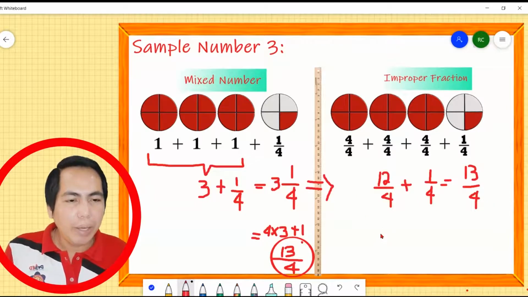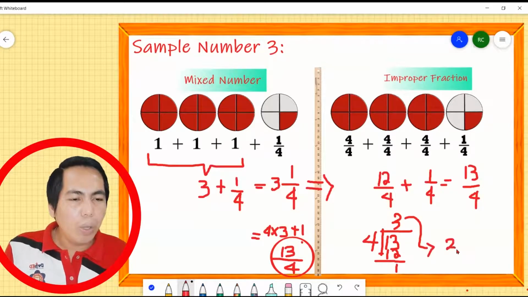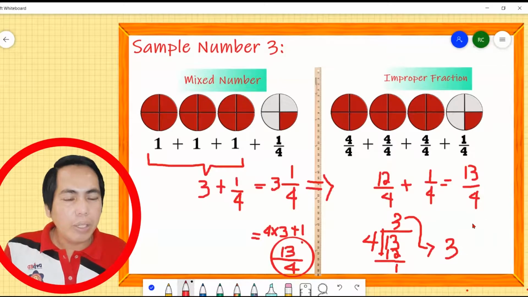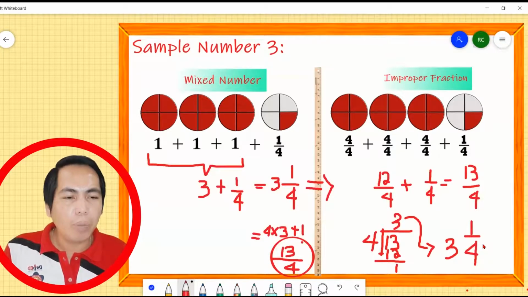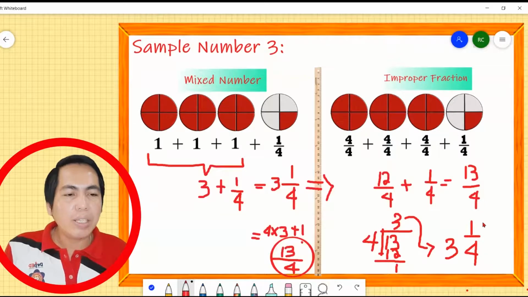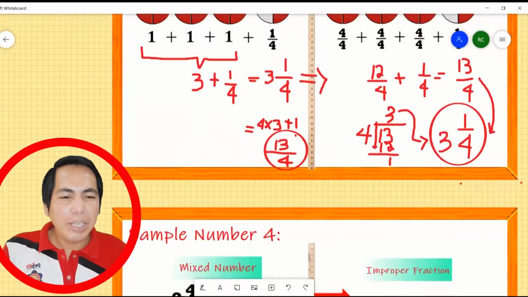Now, how do we also rename 13/4 into a mixed number 3 and 1/4? So we have to divide numerator 13 divided by the denominator 4. So 13 divided by 4 will give us 3. 3 times 4 is 12. So 13 minus 12 is 1. Again, the quotient will serve as our whole number. The remainder 1 will serve as our numerator. And our divisor 4 will serve as our denominator. That's why the equivalent mixed number form of 13/4 is 3 1/4.